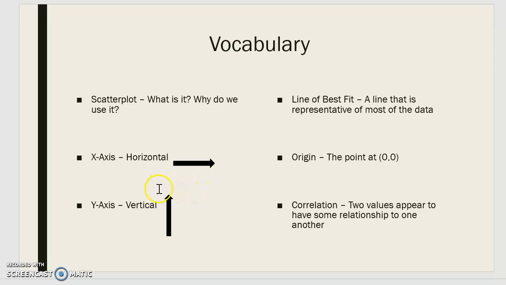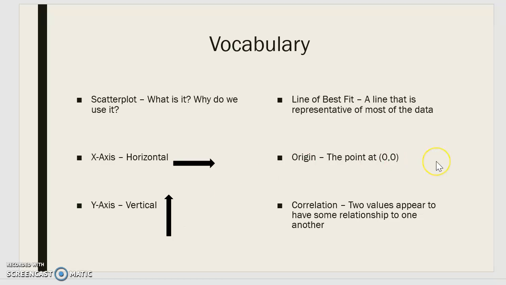And the y-axis is going to be our vertical. So again, just pay attention to the arrows here. The x-axis goes left and right, and the y-axis goes up and down. And another quick thing, guys, just feel free to pause this video, replay, take notes on the vocabulary because it'll be super important later down the line, especially when you're making your own scatterplots.